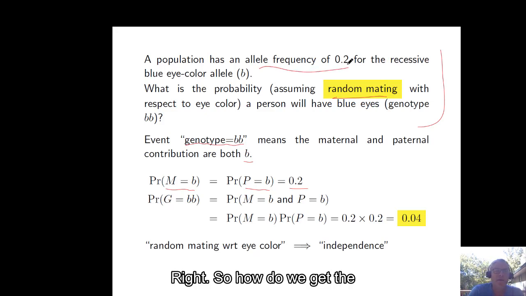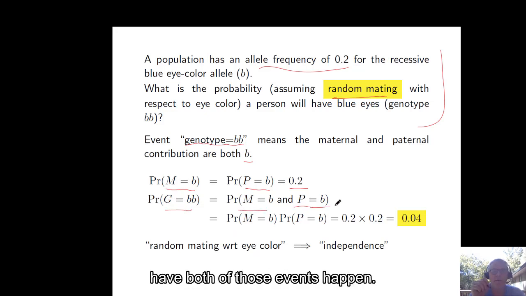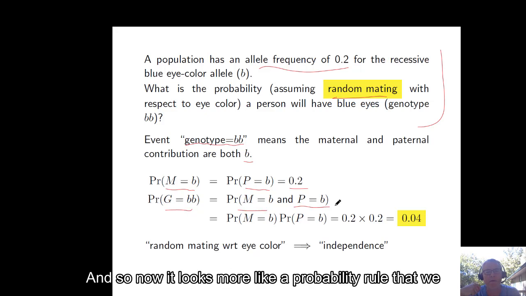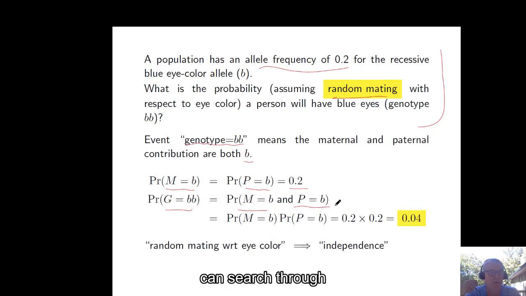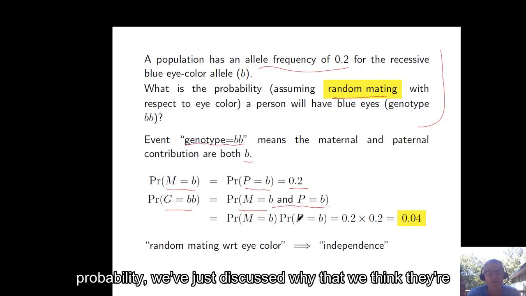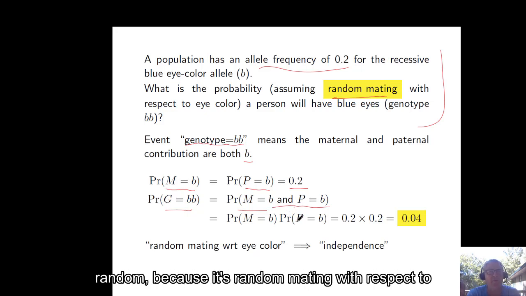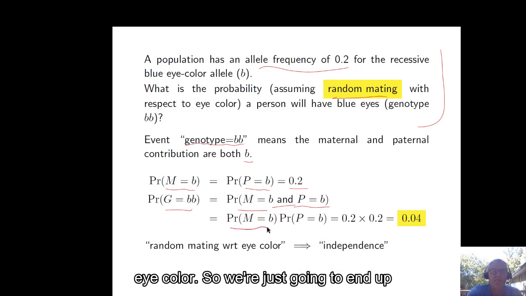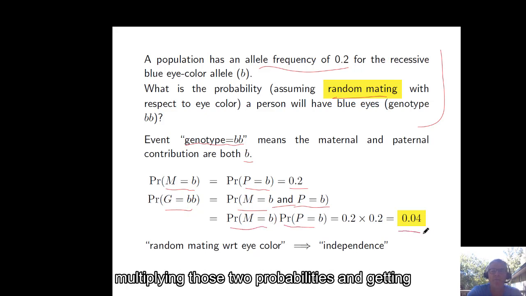So how do we get the genotype of little b? We've got to have both of those events happen. And so now it looks more like a probability rule that we can search through our probability rules and solve. So it's two events, so it's a joint probability. We've just discussed why we think they're random, because it's random mating with respect to eye color. So we're just going to end up multiplying those two probabilities and getting 0.04.